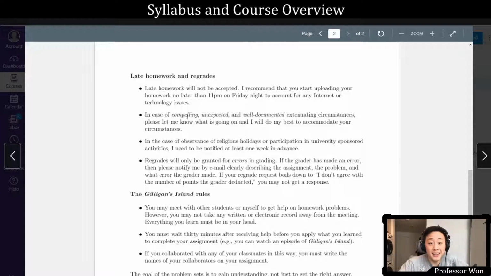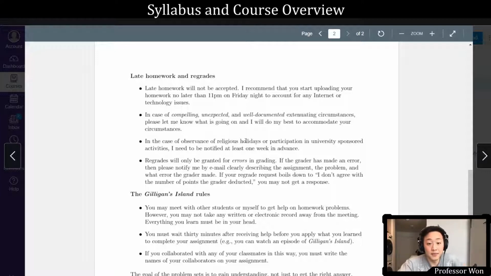However, if there is a compelling, unexpected, and well-documented extenuating circumstance, life happens, let me know what's going on, and I'll do my best to assess and accommodate the situation. This isn't "I forgot to upload at 11:59 p.m." But there are legitimate circumstances. I understand that life happens, especially during the current global pandemic. If something comes up, please don't hesitate to reach out to me, and I'll do my best to assess it. But I want to be really clear about my expectations.